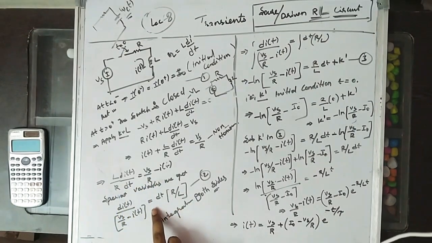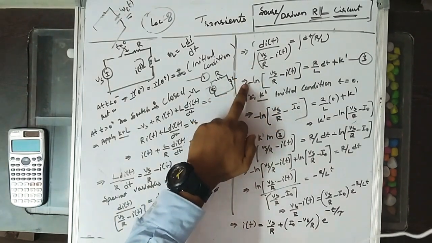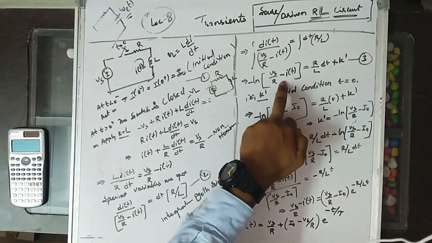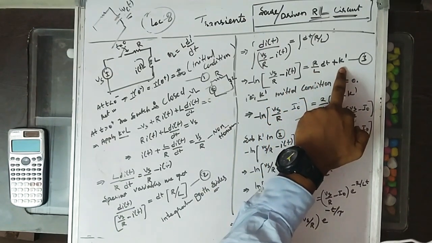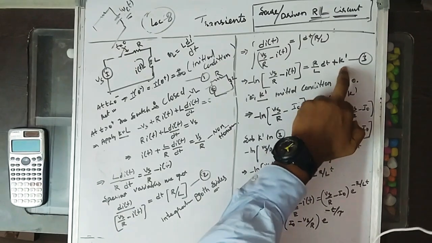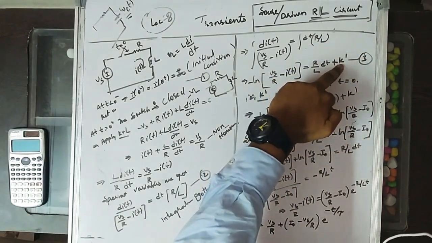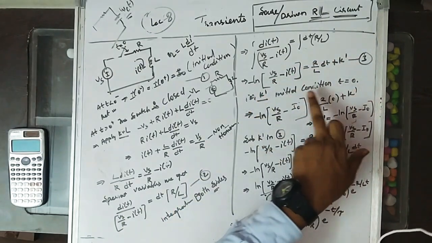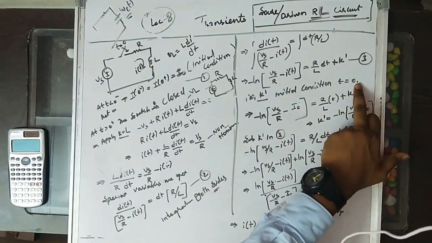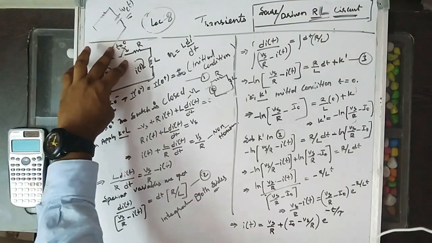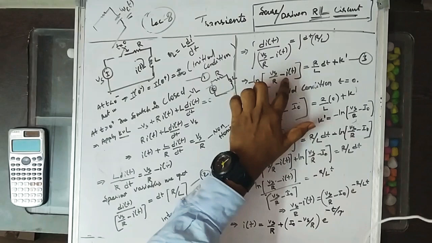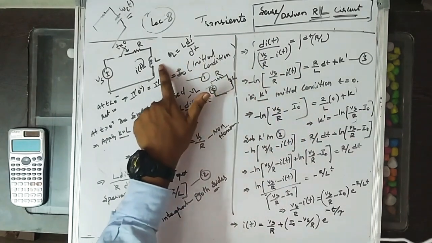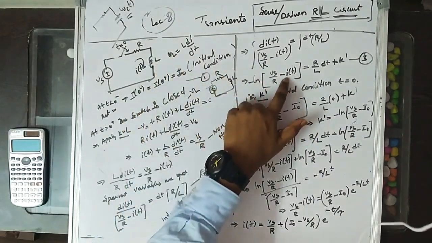Now you integrate this. Integrating gives minus ln of (Vs minus iR) equals R by L t plus k0, where k0 is an arbitrary constant. For validation of this equation, we want to find k0 from the initial condition. At t equal to 0, the switch is not yet operated, and the current through the inductor is I0. So you place that I0 here.